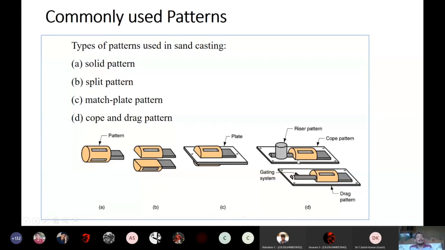That is, if we see in casting, there are different types of casting industries. Some will go for manual pattern, manual mold making. Some will go for automated mold making. So for automated mold making, normally they will go for this cope and drag pattern for the easiness and for making the parts in a much shorter time.